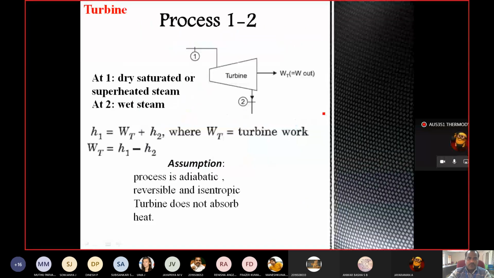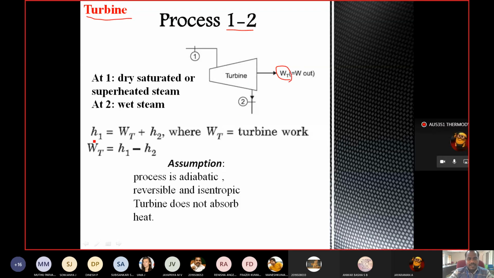Then we have to look at the processes of each and every component. For example, if you consider the turbine in the Rankine cycle, just take the states as 1 and 2 in the turbine, right? If the vapor enters the turbine at stage 1 and the vapor exits the turbine at stage 2, then we can calculate the work done by the turbine. At stage 1, the dry saturated or superheated steam will enter. At stage 2, we get wet steam, because this dry saturated or superheated steam does work to rotate the turbine. After the rotation of the turbine, we get the wet steam exhausted from the turbine, right?